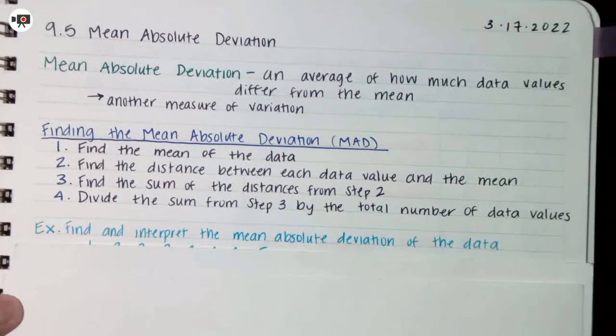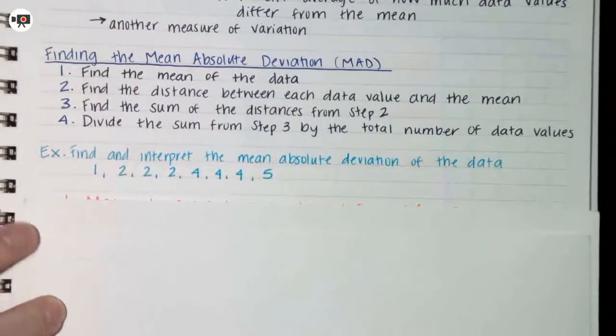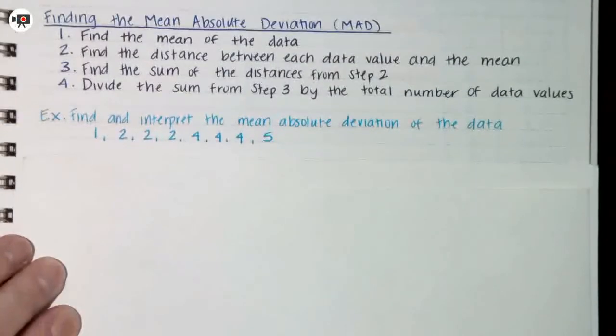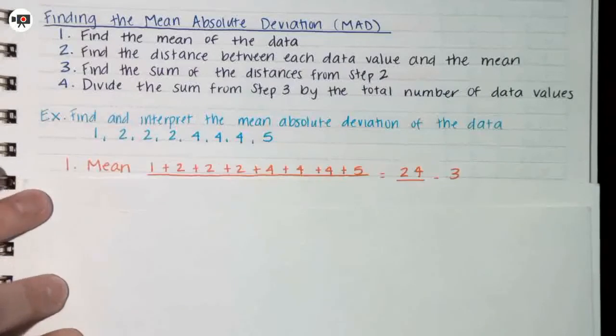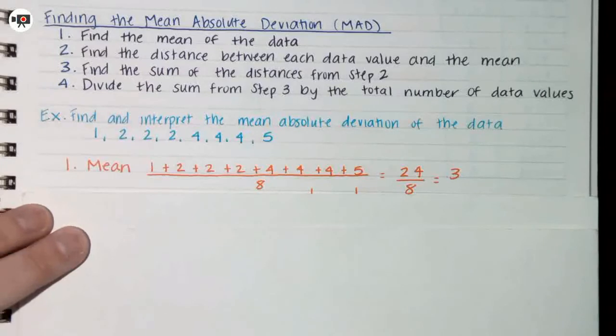So let's find and interpret the mean absolute deviation of the data. So here's all my values. First, I'm going to find the mean. So add them all up, divide by 8, and you get 24 over 8, which is 3.